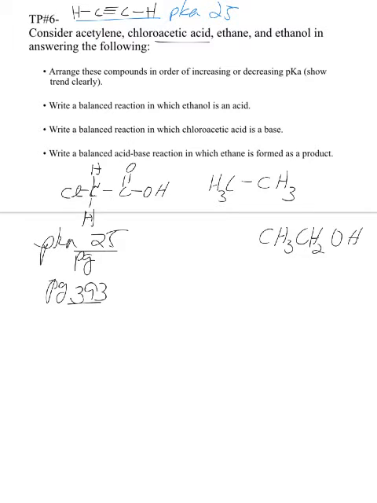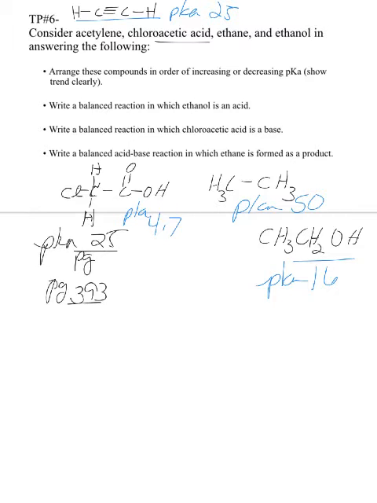Is that right? Yes. So acetylene has a pKa of 25. Acetic acid is around 4.74, so let's just write 4.7 for chloroacetic acid. Ethane has a pKa of about 50. And then we have ethanol, which is about a pKa of 16. So arrange these compounds in order of increasing or decreasing pKa.